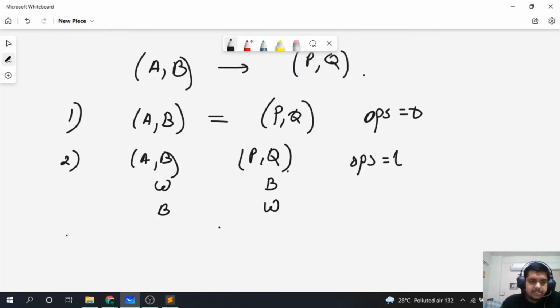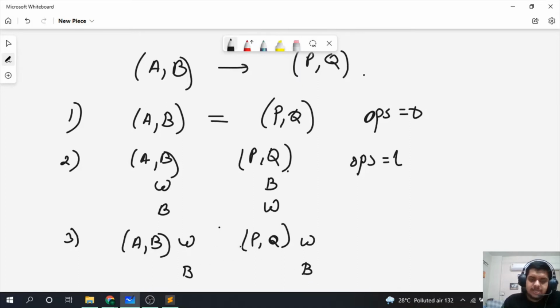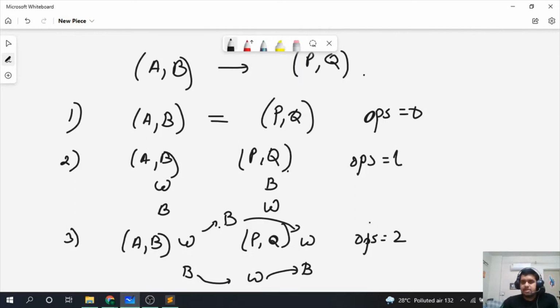Now, the third case will be that A, B and P, Q are cells of the exact same color. So if A, B is white, then P, Q is also white. And if A, B is black, then P, Q is also black. So in this case, the number of moves will be equal to 2, obviously, because first we will move from a white cell to a black cell, and then we can move from this black cell to this white cell. And similarly over here, we will move from a black cell to a white cell, and similarly, we will move from this white cell to P, Q, right? So in this case, the number of moves is 2. So basically, these are the three cases that will occur. And this is our final solution.